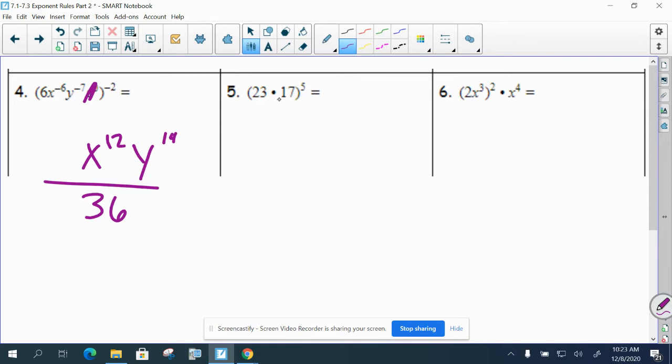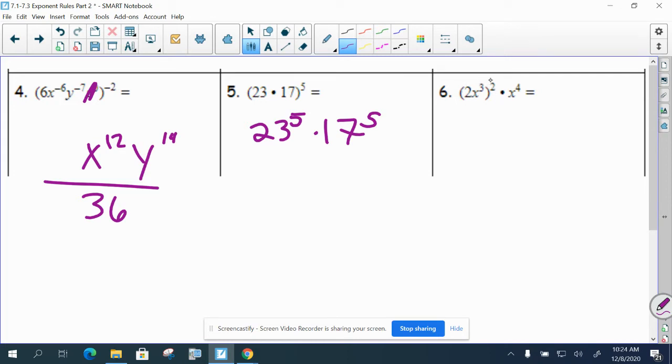For number 5, I believe what they want you to do here is do 23 to the 5th and then times 17 to the 5th. I think that's all that it wants you to do there. Yep. All right, and then for number 6, we have a couple things we need to do.